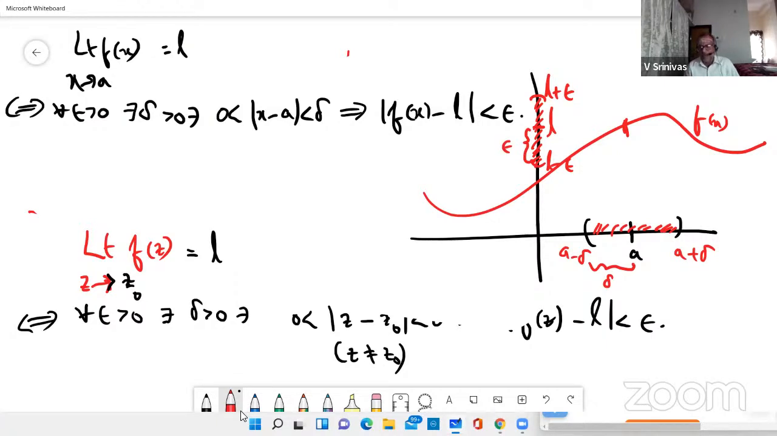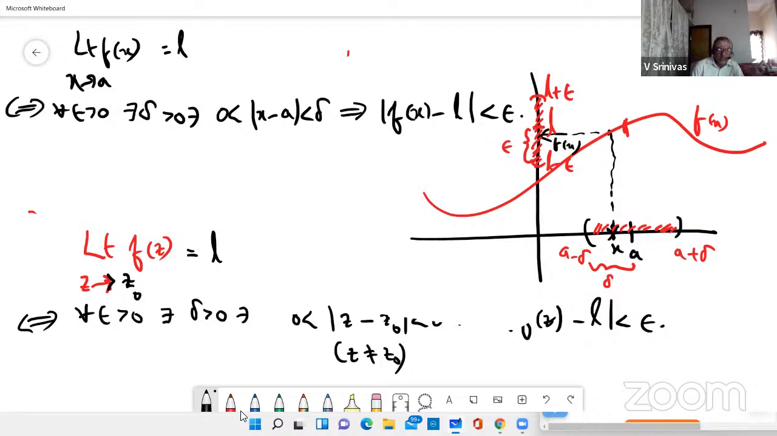Okay. For this epsilon neighborhood, correspondingly you must have a delta neighborhood of A such that every point here is mapped by F into this. So if you change this point X, X belongs to this delta neighborhood. If you take an X value in this delta neighborhood, the F of X value will be in this epsilon neighborhood.